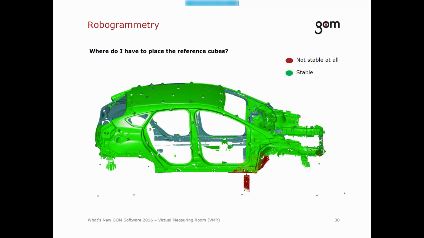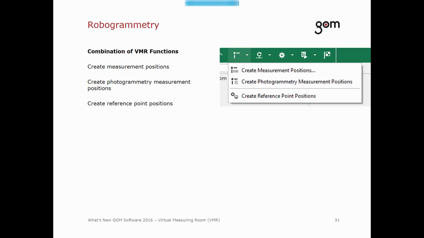The remaining question is where to place the reference cubes on the car body. For that, we implemented a new function in our software. The new function, Create Reference Point Positions, calculates where to position the reference cubes on the measuring object. The computation is based on the simulated data of the automatically created measurement positions. Based on the reference point positions, you can automatically create a photogrammetry measurement series with the new function we've shown you.